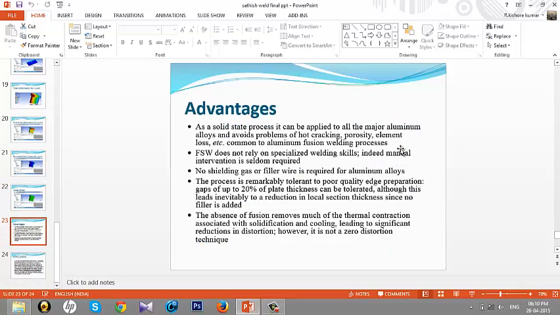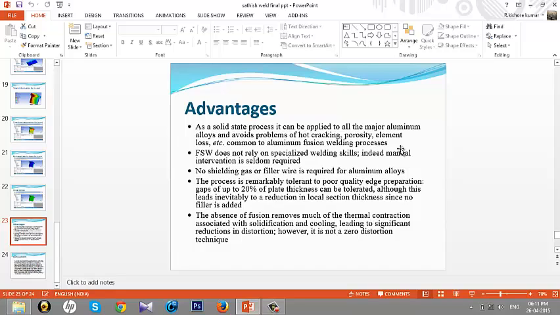The main advantage of friction stir welding is that the solid state process can be applied to all the major aluminum alloys and avoids problems of hot cracking and porosity. The advantage is mainly in big mass production factories.